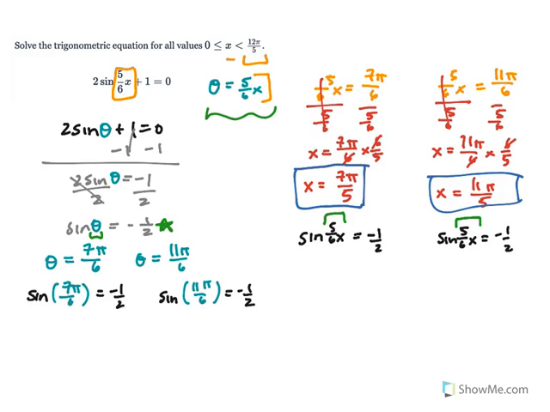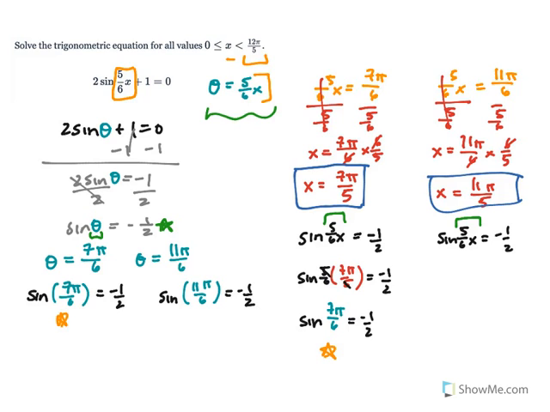And if we plug in x into these equations, we're left with sine of 5/6 times 7 pi over 5 equals negative 1/2. And when I simplify this down, we can see that the 5's cancel each other out, and we're left with sine, are you ready for this, of 7 pi over 6 equals negative 1/2, which is the same exact equation that we had here.